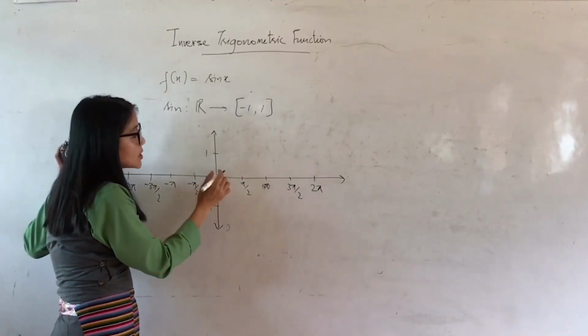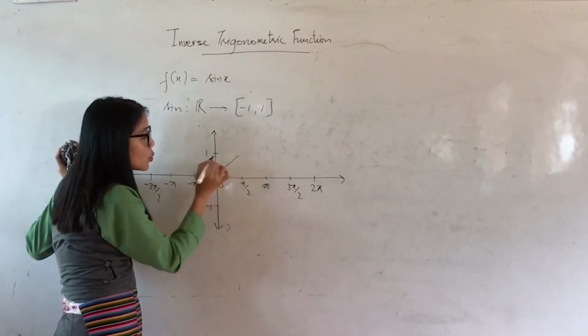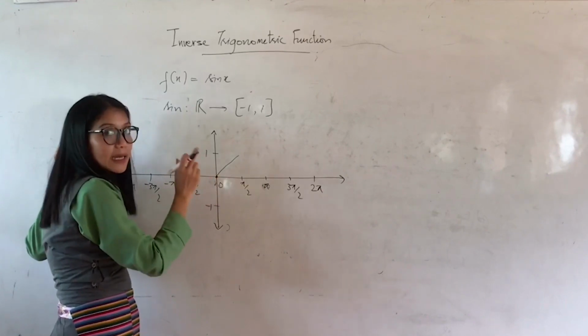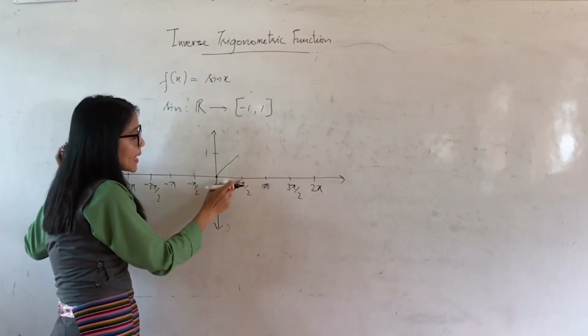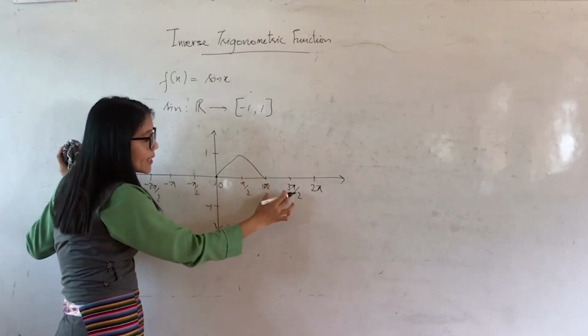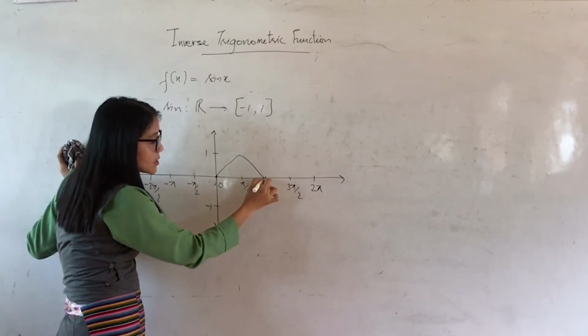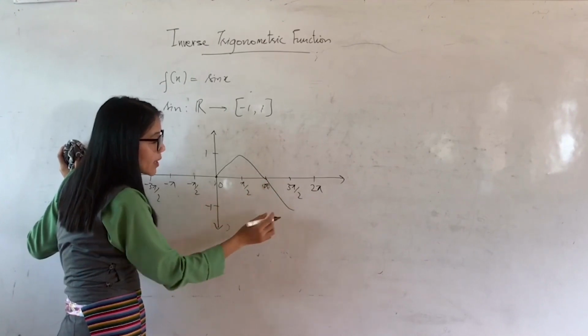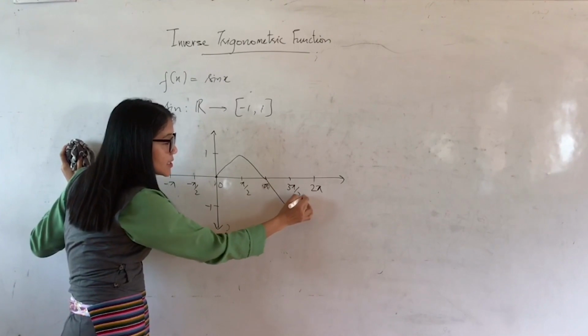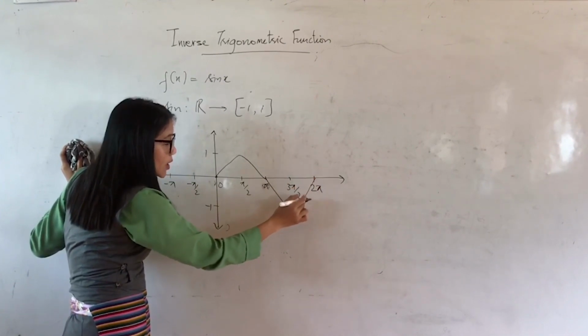So in the first quadrant, the sine is increasing from 0 to 1. So this is how we plot the graph of sine. You know the behavior of sine in all the four quadrants, okay? And in the second quadrant, sine is decreasing from 1 to 0. In the third quadrant, again sine is decreasing from 0 to -1. And in the fourth quadrant, sine is increasing from -1 to 0.